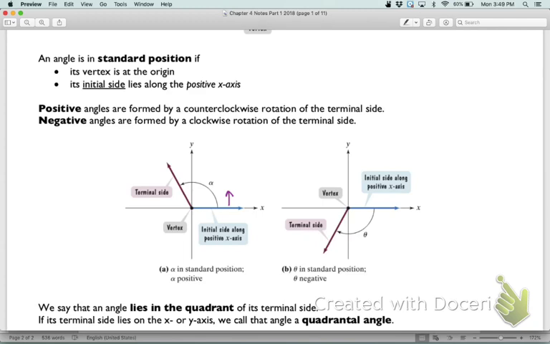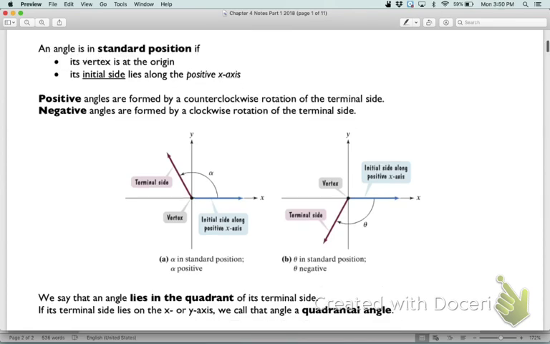Here is another Greek letter. This is lowercase alpha. That's another one that we'll see frequently. I'll tell you the other ones as they come up. Okay, so alpha is a positive angle. Theta, for part B, is a negative angle because of the direction that we have rotated.